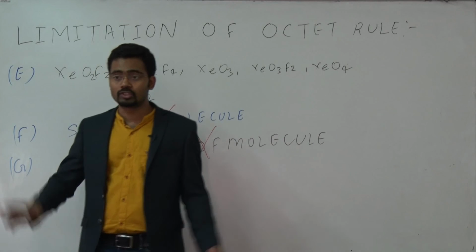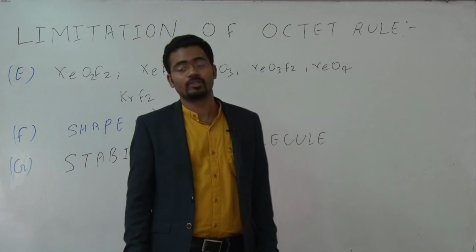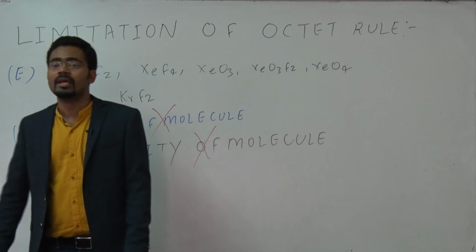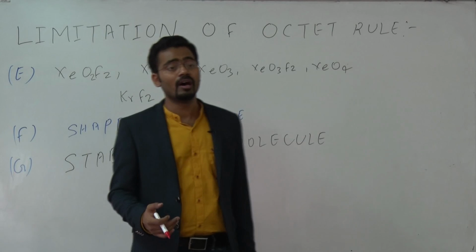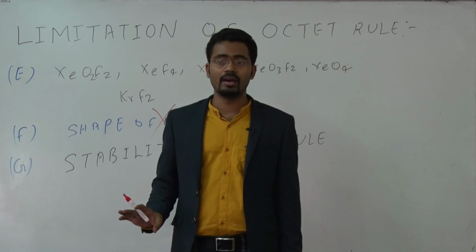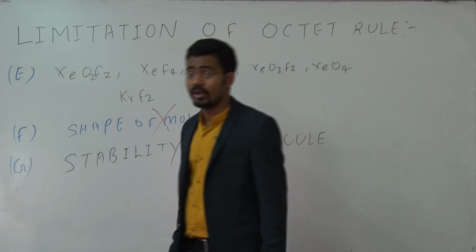So you know that there are lots of limitations. Therefore this is not a successful theory. The octet rule is not a successful theory. It is a basic theory to understand bond formation and the structure of molecules. Clear? In the next class we will study valence bond theory.